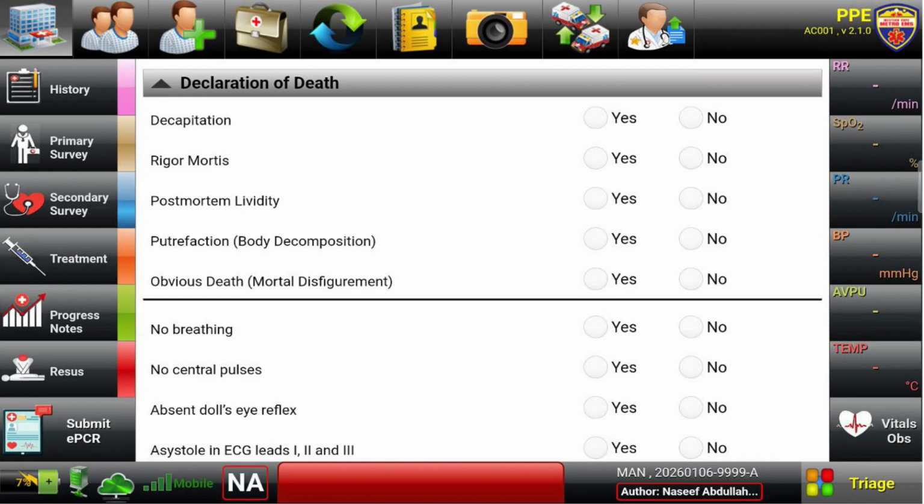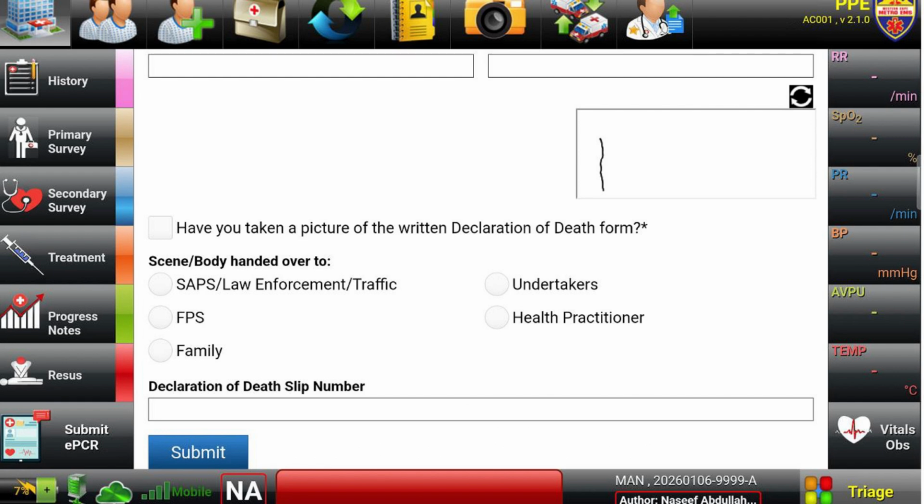When the declaration of death is completed, it is important that the declaration voucher is also written out and a picture taken using the ePCR would be attached of the voucher. Selecting the appropriate image type, it would link the declaration voucher to the declaration of death completed on the ePCR. For the declaration of death, one set of vitals is required. Once completed, return to the Declaration of Death tab and submit within that component.